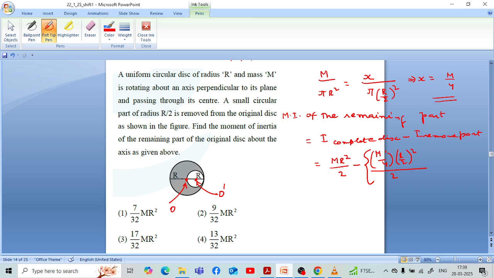But we have to shift this axis from O dash to O. So according to the parallel axis theorem, we have to add the term m by 4 into the distance between O and O dash, which is basically r by 2, so r by 2 whole square. That's the key point here. Now we can solve this equation further. So this is m r square by 2 minus, now you can easily see that if we call this whole term, m by 4 r by 2 whole square, as z, for example, then this is z, and this is also z.